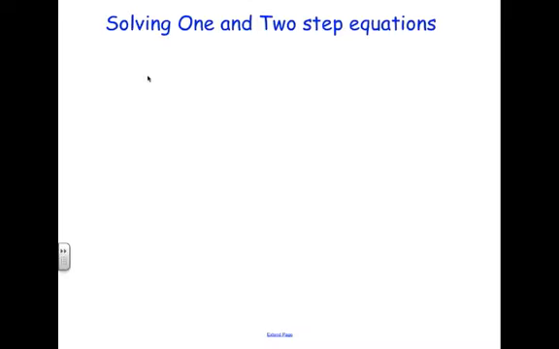Solving one and two step equations. And I'm going to walk you through all the steps. I'm going to show you exactly what I expect when you solve equations for me and showing your work and all that so that you can make sure and get full credit. Okay, we'll start with a one-step equation.